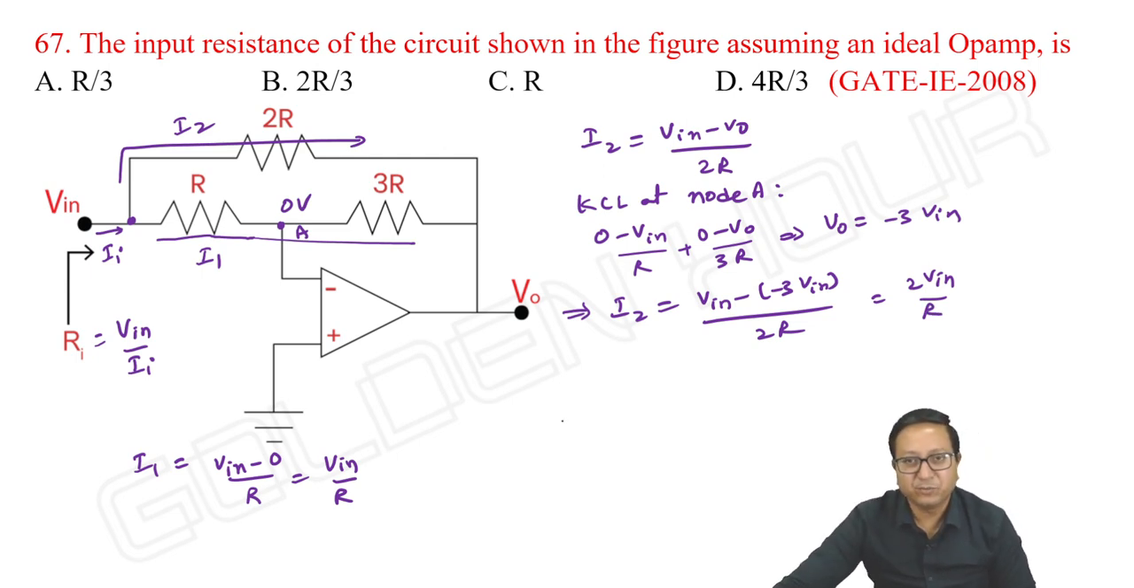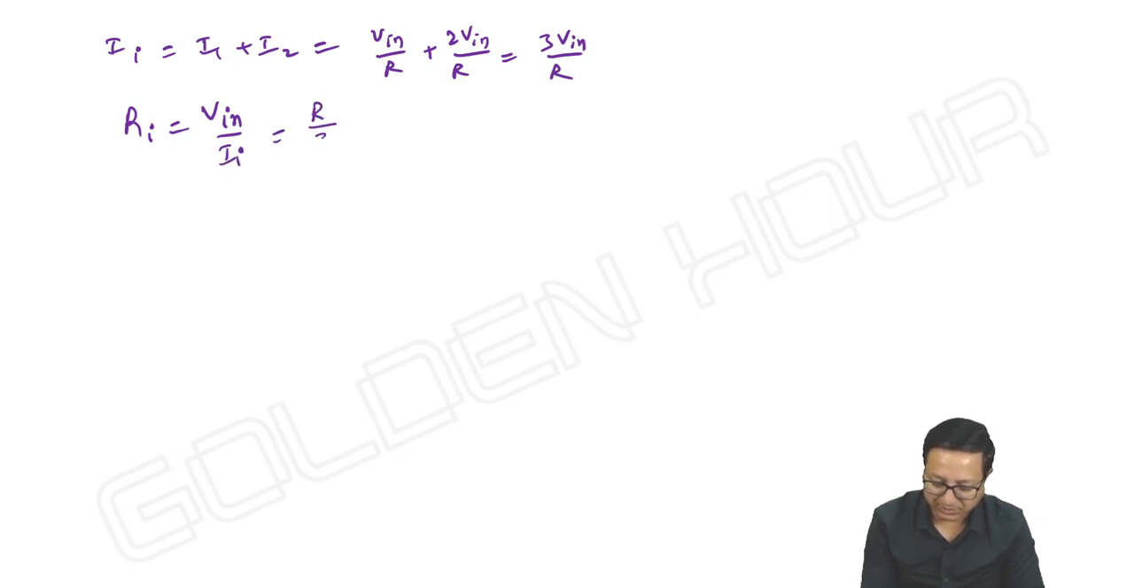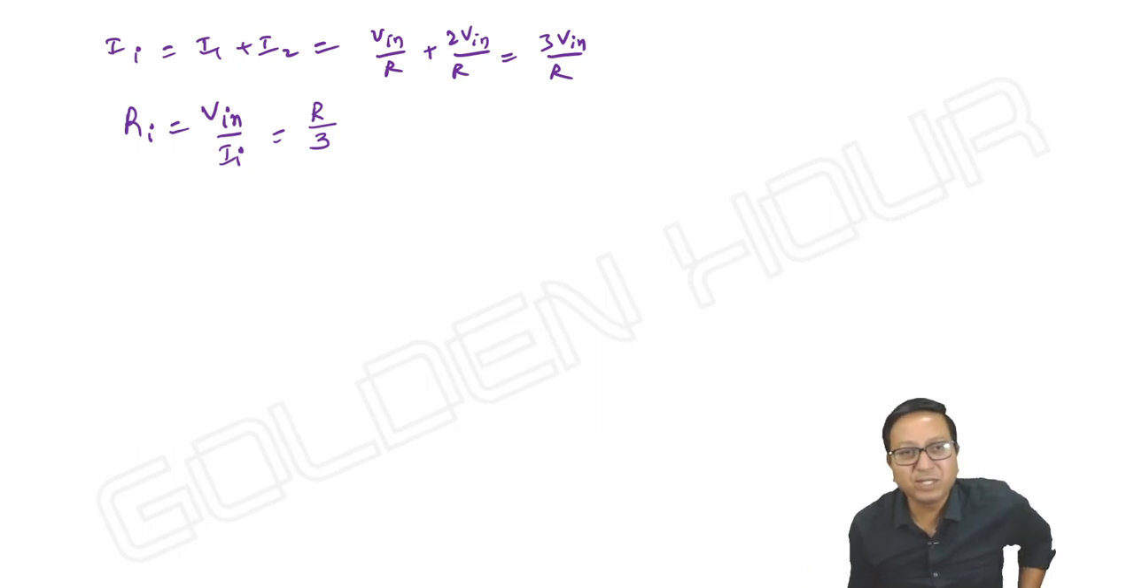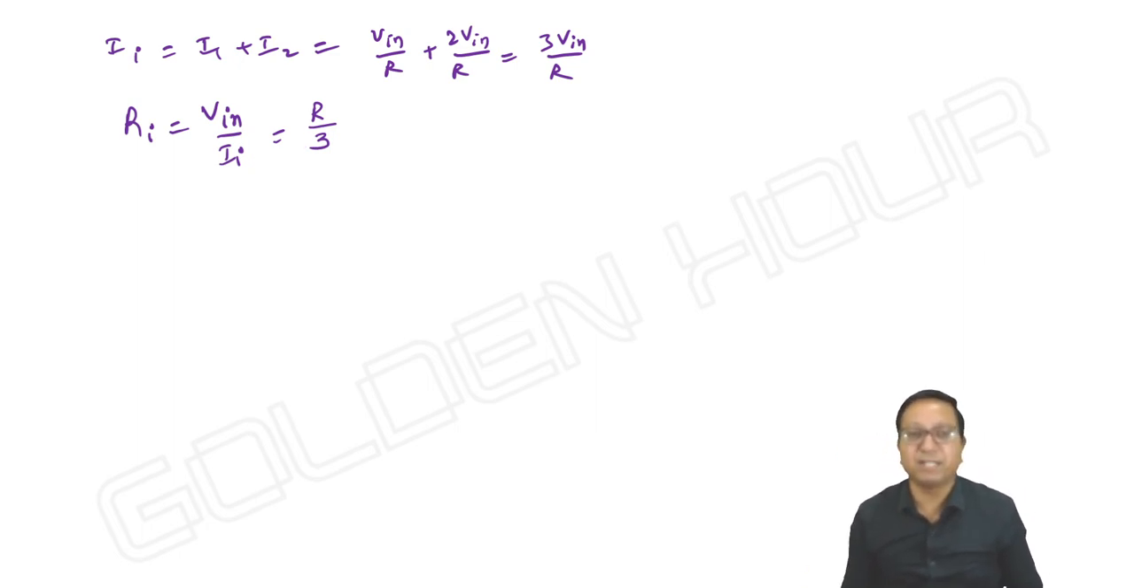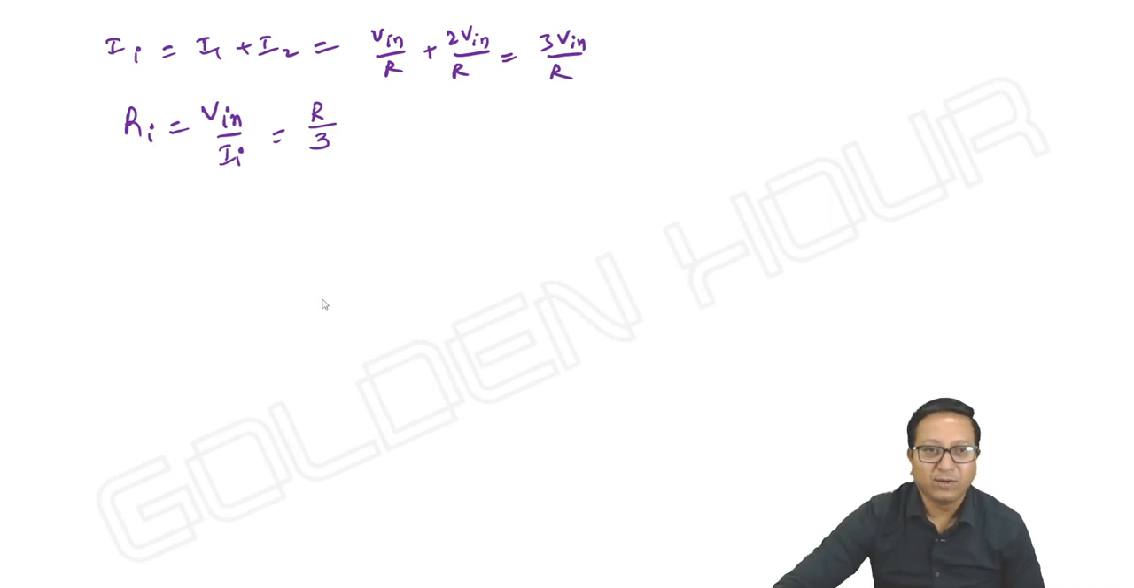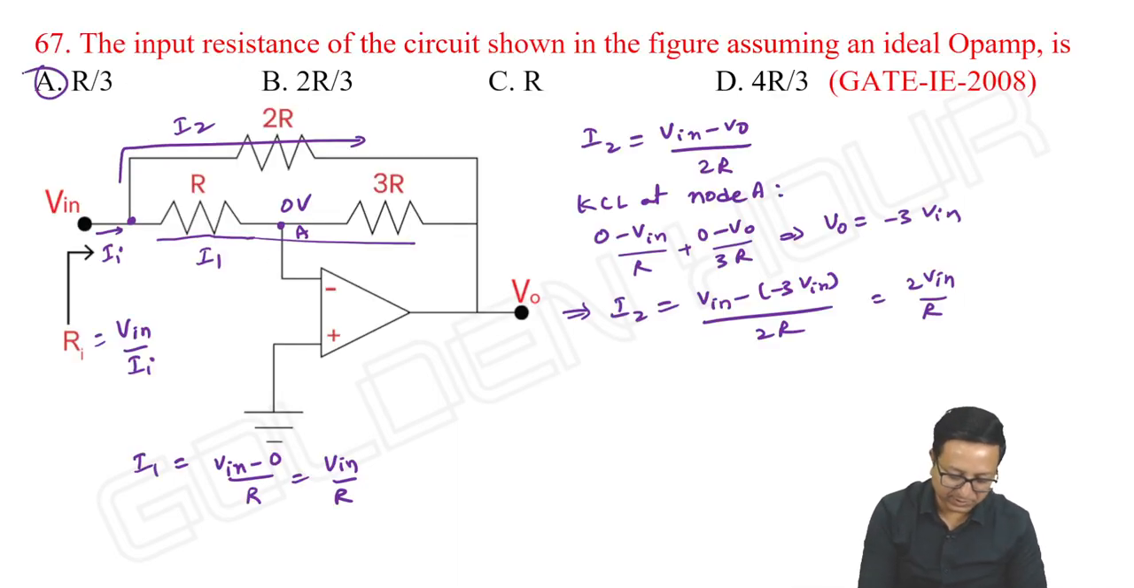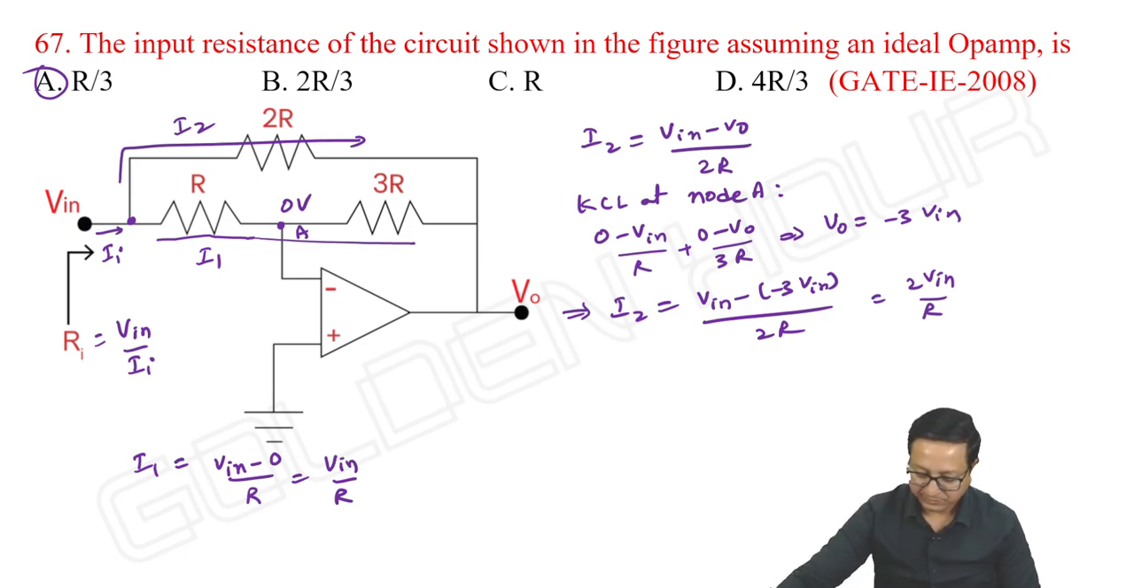Okay, I1, I2 we have got. Then what about I? Ii is equal to I1 plus I2, that is V input by R plus 2 V input by R. It is 3 times V input by R. Then Ri is equal to V input by Ii. It is nothing but R by 3. That's it. Simply what I'm doing, I'm deriving what is V input by Ii, nothing else. So our answer, option A, is correct.